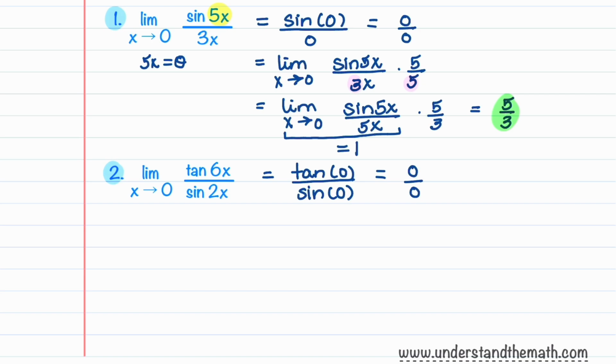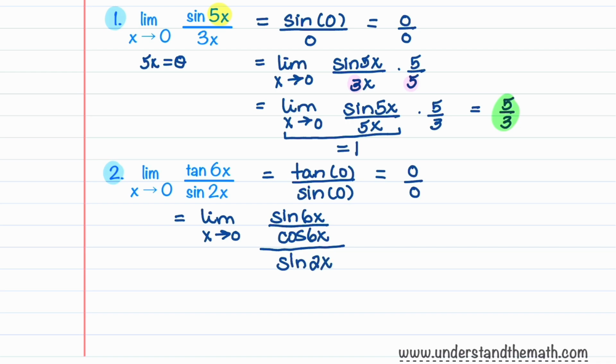Since we don't have a formula for a limit with tangent, I think the best way to solve this problem is to let tangent of 6x be sine 6x over cosine 6x. So we can write this as the limit as x goes to 0, sine of 6x, all divided by cosine 6x, and then all of that is divided by sine of 2x.